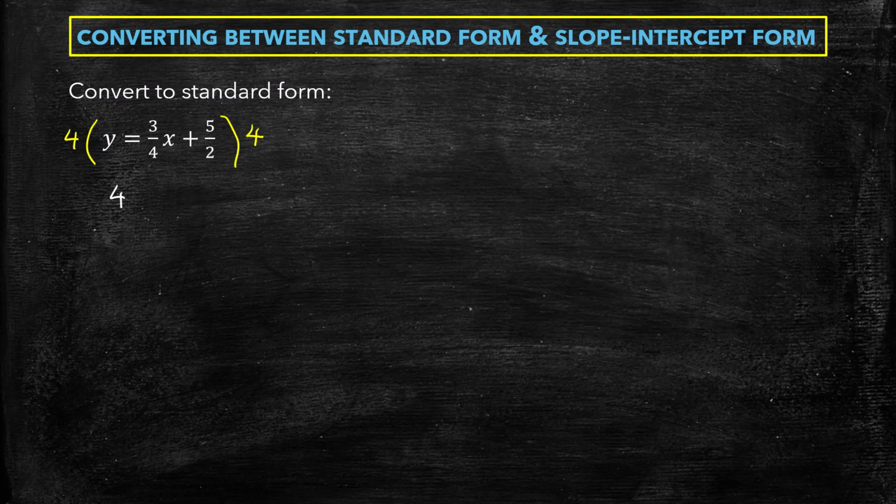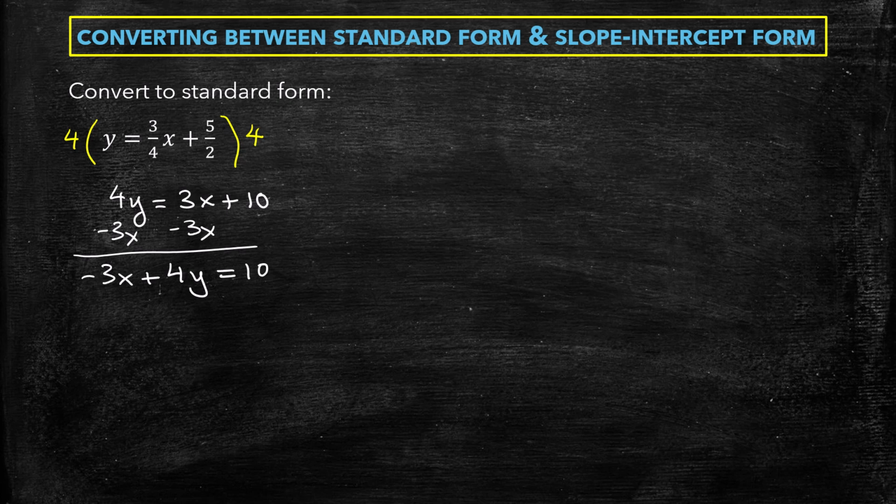we would get 4y equals 3x plus, so 2 into 4 is 2 times 5 is 10. And now if we bring the variable terms to one side by subtracting 3x from both sides, we would get negative 3x plus 4y equals 10. And if we stick to the principle of keeping the coefficient of x positive and we multiply by negative 1, we would get 3x minus 4y equals negative 10, and we have thus converted to standard form.